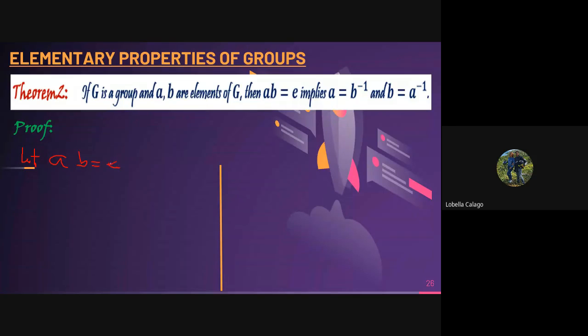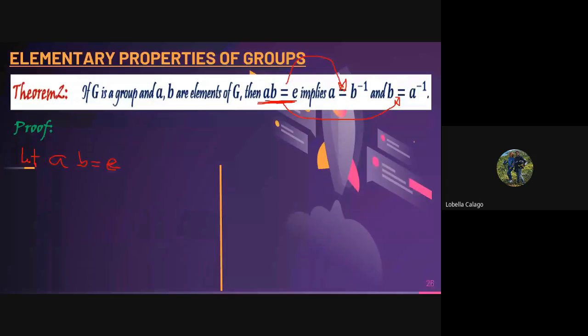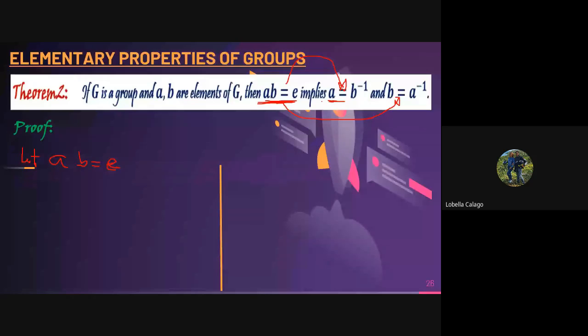Ma'am, saan po kinuha yan, let AB is equals to E? Ito, yan. Kailangan natin i-let ito para i-prove natin na parehas yun. So, after we let, anong kailangan nating tanggalin? Kasi kailangan A lang siya. Ano yung kailangan nating i-prove? Dapat A lang po ang nasa left ng equal sign. Therefore, ang B po ang dapat nating tanggalin.